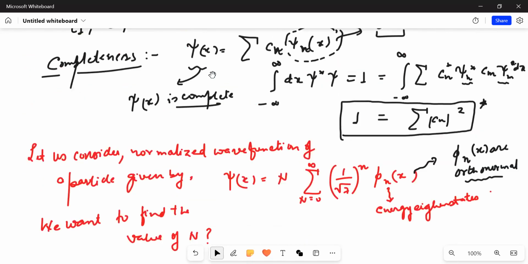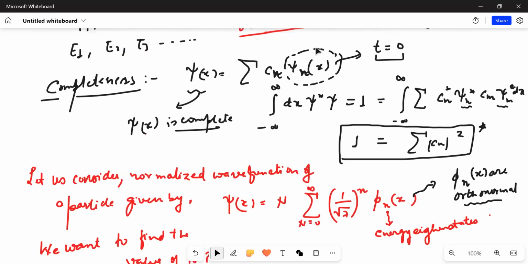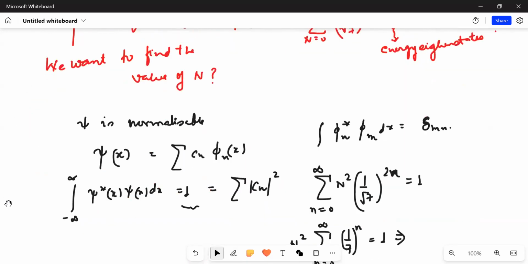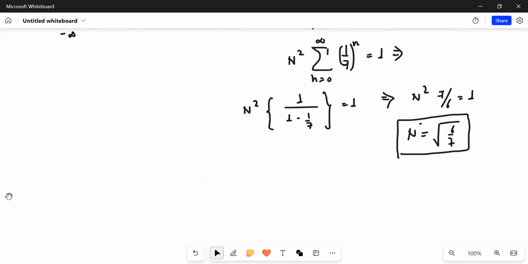Remember, if psi(x) can be represented as a linear combination of the energy eigenstates, then we say that these energy eigenstates, the psi n's, are complete. This is called the completeness property. Now, let us move a little bit further.